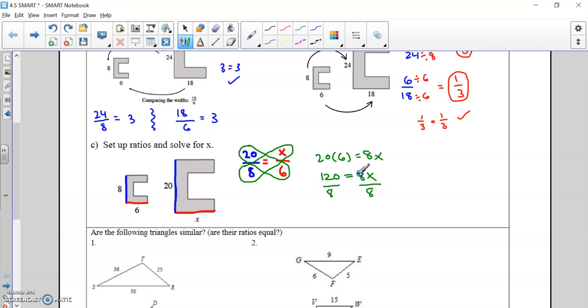So we'll divide both sides by 8. And we get a final answer of 15, because 120 divided by 8 is 15.